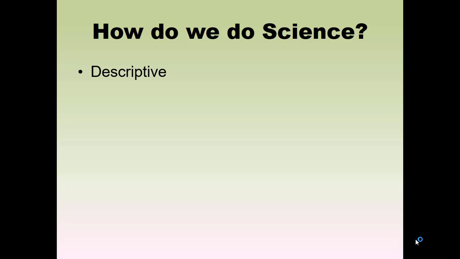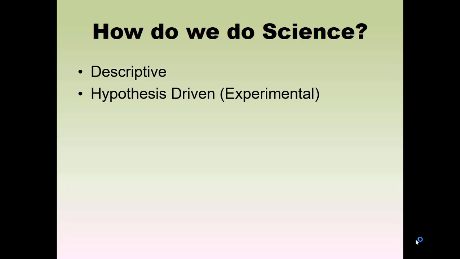Hint, hint. The other type of science that we do is hypothesis-driven science. This is also referred to as experimental science. This is the type of science that we probably think about more when we think about science. This type of science is generally guided by the scientific method. Hopefully you're familiar with the scientific method. I hope that you've been exposed to this at some point in your education so far. I want you to realize that the scientific method is not a rigid guideline. This is a general concept on how we do experimental science.